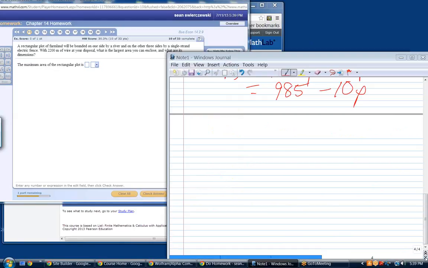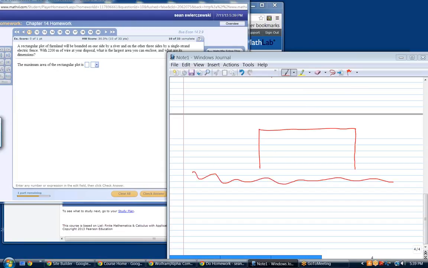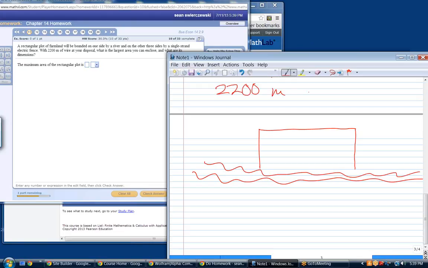Optimization problems. You want to try to write the function that you're trying to optimize, just like the last case. We're looking at this, and here's the river. And he has 2,200 meters of wire. How best to string it to maximize that area that's enclosed?